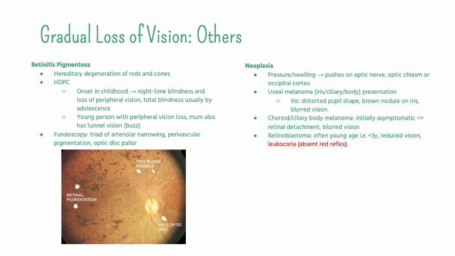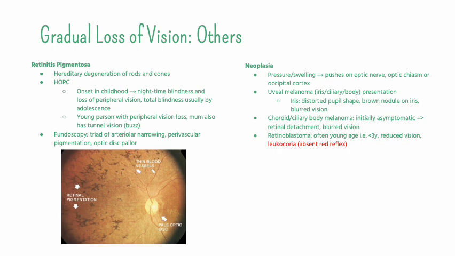Neoplasia, essentially, there are a few neoplastic conditions to be aware of, but essentially what happens is that the neoplastic condition will cause pressure and swelling, pushing on the optic nerve, optic chiasm, or the occipital cortex. The main conditions to note are uveal melanoma, and the presentation for the uveal melanoma affecting the iris is that there will be a distorted pupil shape, brown nodules on the iris, and blurred vision.